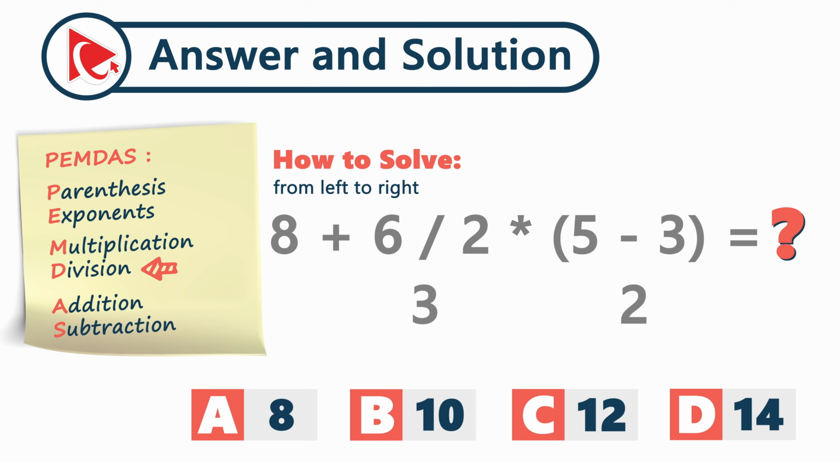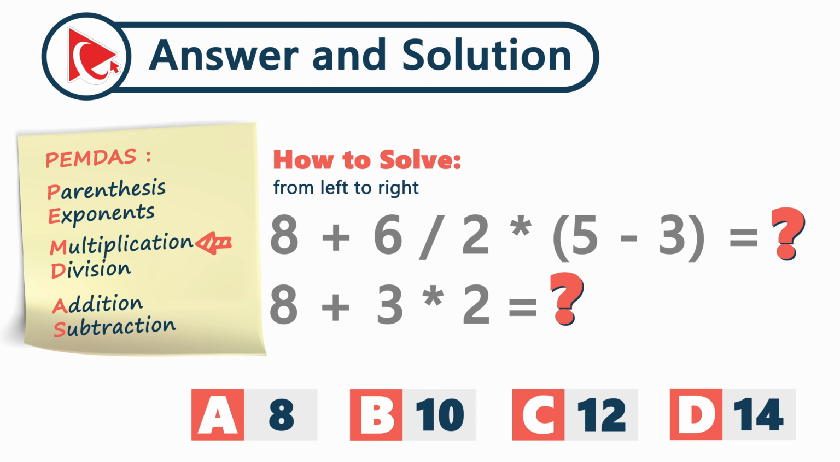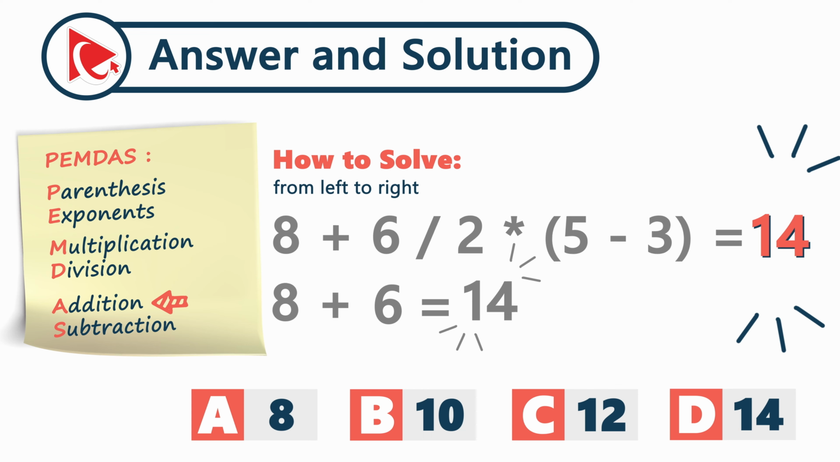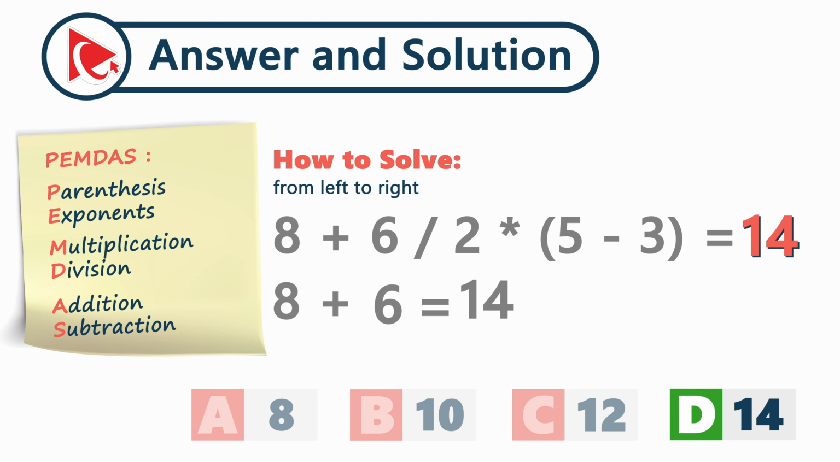Let's do a quick check-in to see what the updated expression looks like. Now the simplified version looks like 8 plus 3 multiplied by 2 equals question mark. Let's continue just a few more steps. 3 multiplied by 2 equals 6, and 8 plus 6 equals 14. So the correct answer here is choice D, 14.